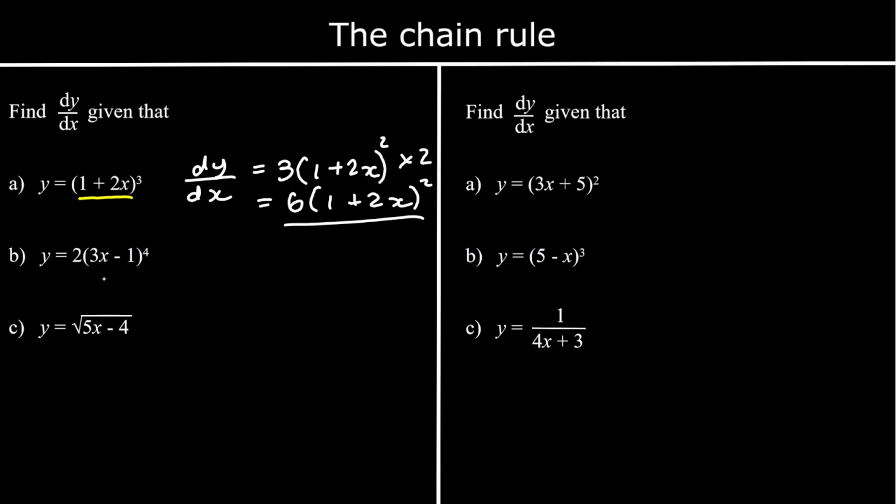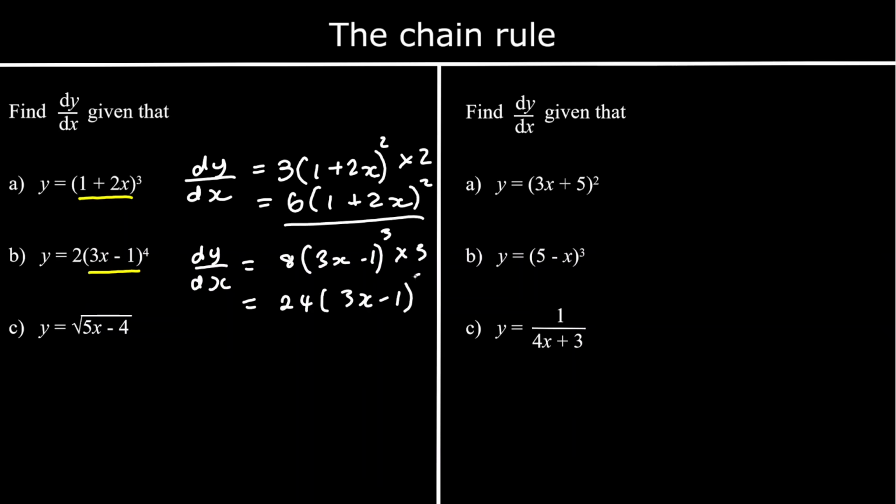For the second one, again, times by the power, take 1 off the power. So 4 times 2 is 8. Leave the bracket as it is, take 1 off the power, that becomes 3, and times by the bracket differentiated, which is 3. So we've got 24 times (3x minus 1) cubed.